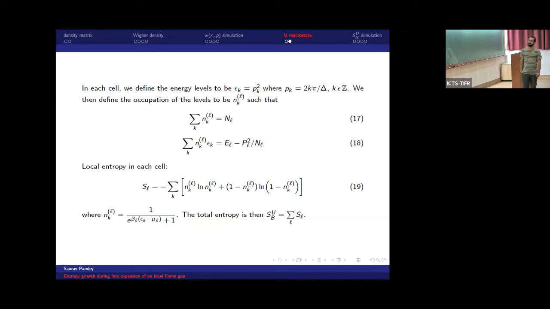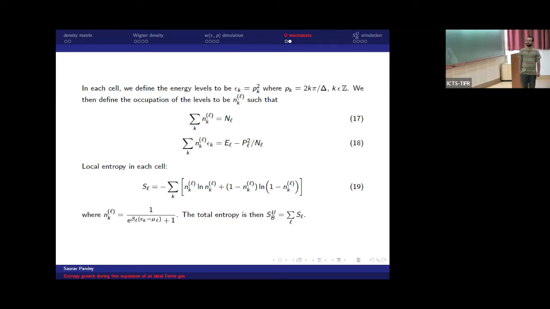One more point is that we are doing this in the center of momentum frame of that cell at that time. So you just subtract the center of momentum energy, which is this term P_l squared over N_l. Now you have the number of particles and the effective energy: the total number of particles should be N_l, and the total effective energy should be this much. From here you can do a counting. You can count how many microstates, how many configurations, satisfy these constraints.